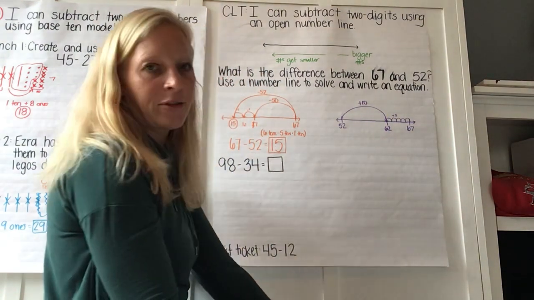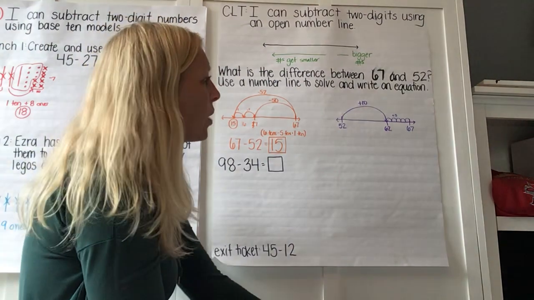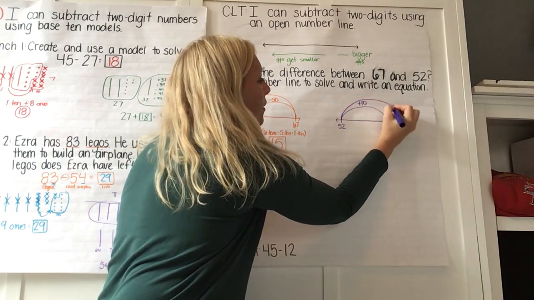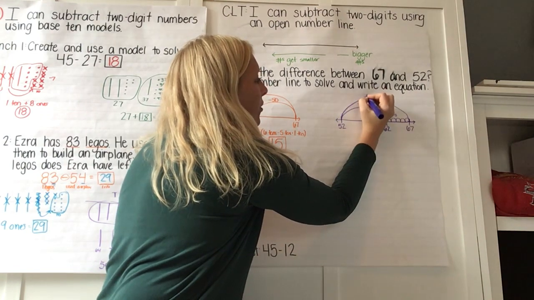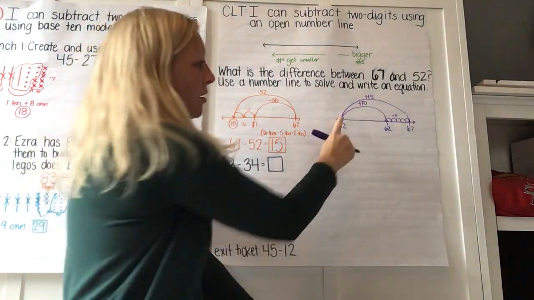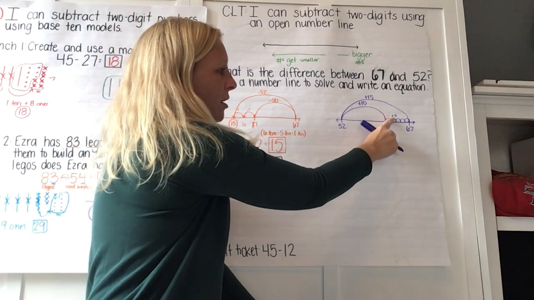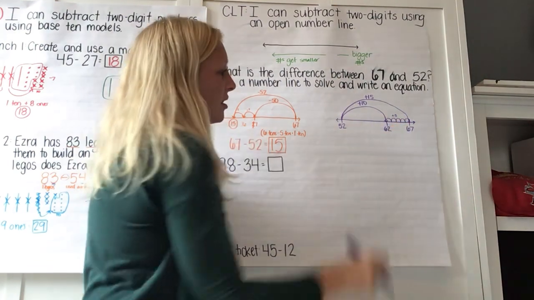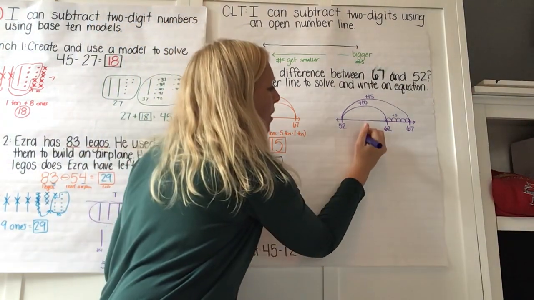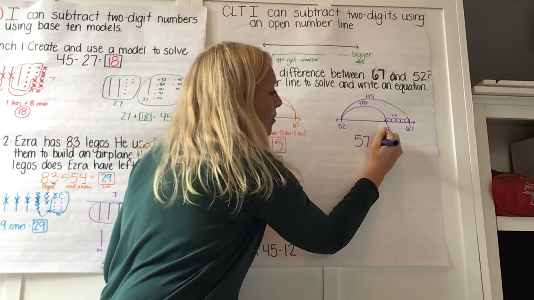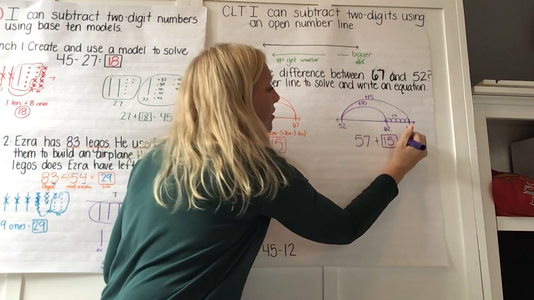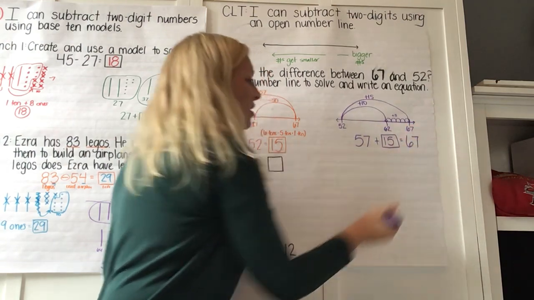So if you're finding the difference between 52 and 67, where is that difference in your work? It's right here. That space between it is 15. And where's that 15 from? 10, to get 62, 63, 64, 65, 66, 67. So what equation did you write to match your work? 52 plus that 15 gets you to 67.